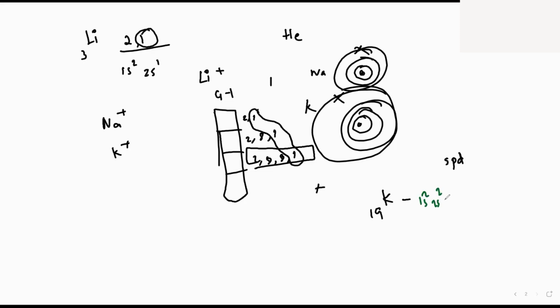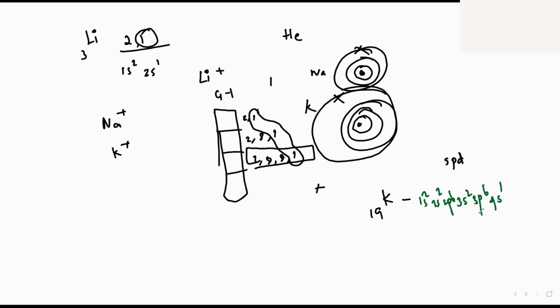And then we have 2p6, which is 10. And then we have 3s2, which will be 12. And then we have 3p6, which will be 18. And then we'll have 4s1, which was 19. And that's going to be 19.